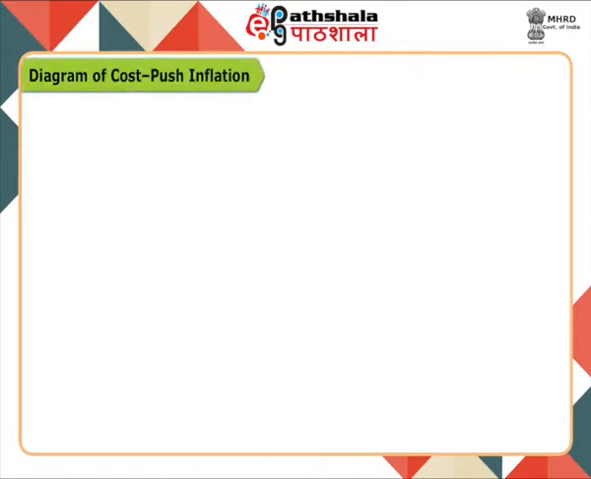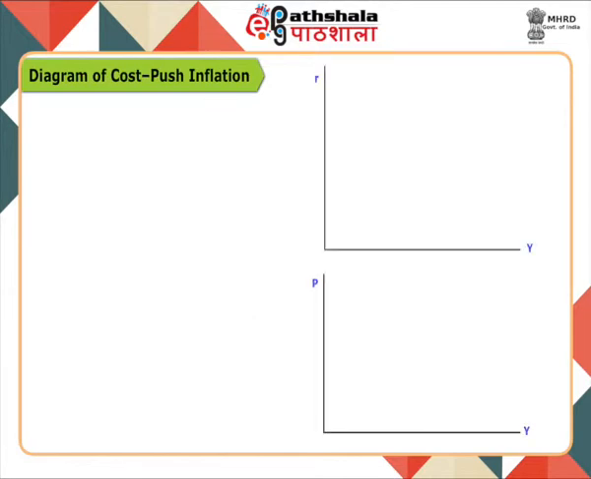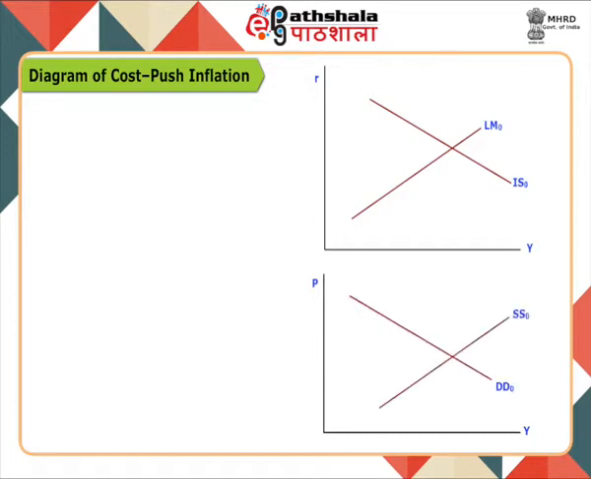Cost push inflation is explained through this diagram. This diagram has two parts, that is the upper panel and the lower panel. In the upper panel, IS and LM curves are shown, and in the lower panel, aggregate demand and supply curves are shown. Initially, the equilibrium is at the Y0 level of output, that is at the intersection of IS0 and LM0 as shown in the upper panel of the diagram.